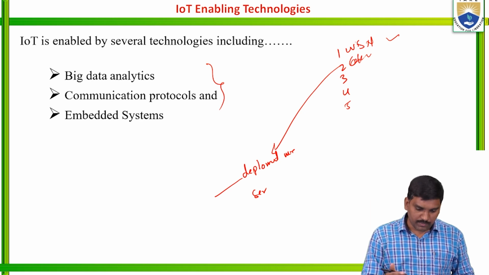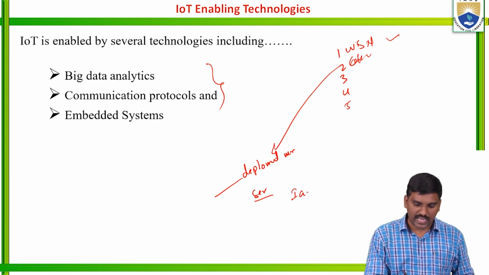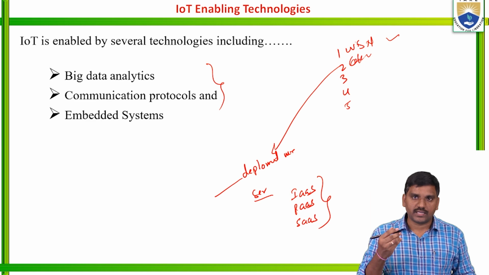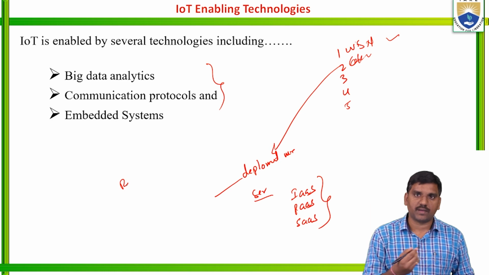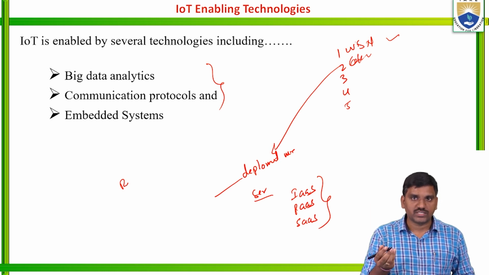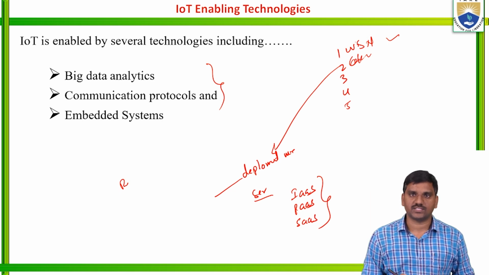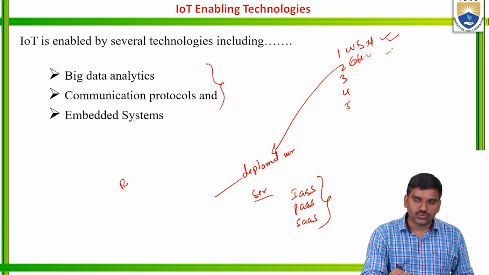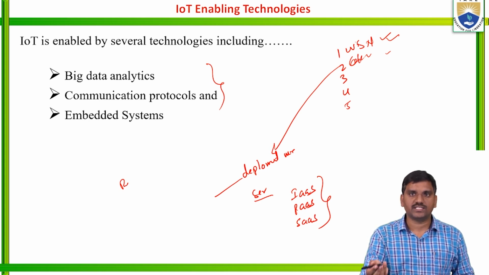Likewise, in the service models, we have 3 types in cloud computing: infrastructure as a service, platform as a service, and software as a service. These are the 3 types of service models provided by cloud computing. To provide these, we have different companies like Reliance Communication and Amazon Web Services. These are the things we discussed in the last session, that is wireless sensor networks and cloud computing. These are the 2 IoT enabling technologies we discussed up to the last session.